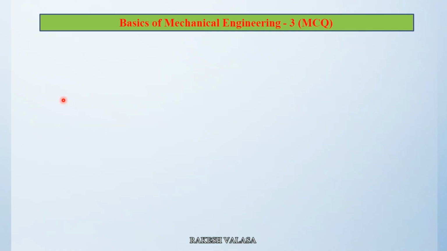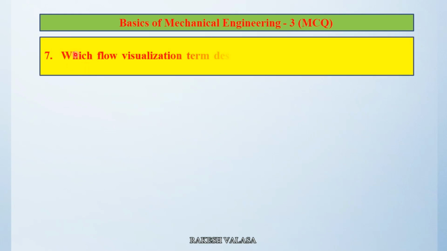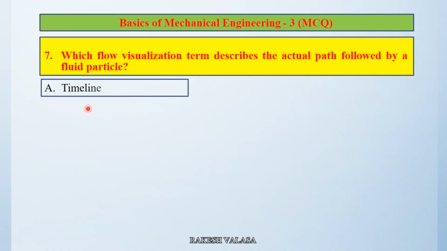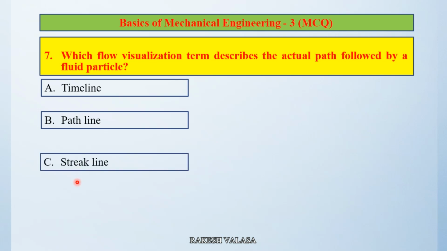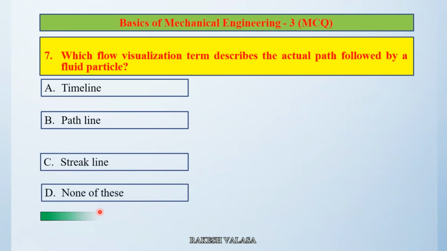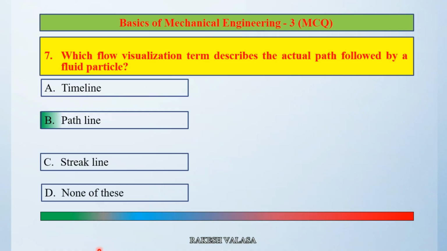Question number 7. Which flow visualization term describes the actual path followed by a fluid particle? Option A timeline, option B path line, option C streak line, option D none of these. The correct answer is option B path line. Let us see the explanation.